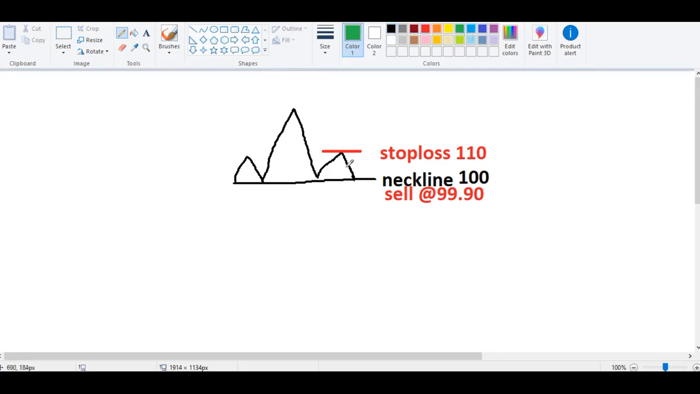Now we can also calculate targets based on this pattern, and we can set two types of targets. My first target will be the distance from the neckline to the stop loss. So the difference from the stop loss to the neckline is 110 minus 100, which is 10 rupees. So my first target will be 10 rupees, which can be at 90.